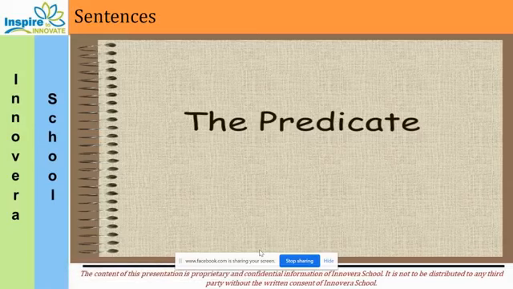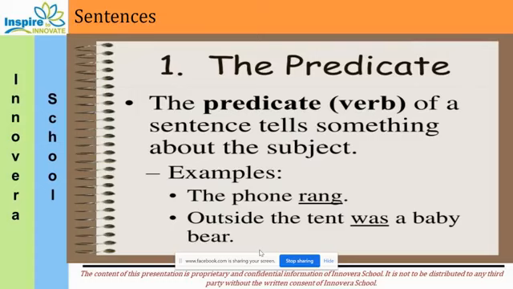Now we will study about predicate. Now what is predicate? The predicate means basically it is verb, the verb which comes in the sentence. The predicate or a verb of a sentence tells something about the subject. Whatever work done by the subject, that information you will be getting from the predicate. So basically predicate is a verb.